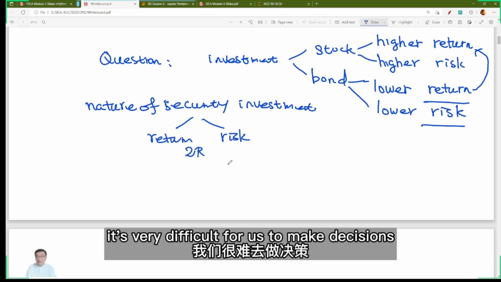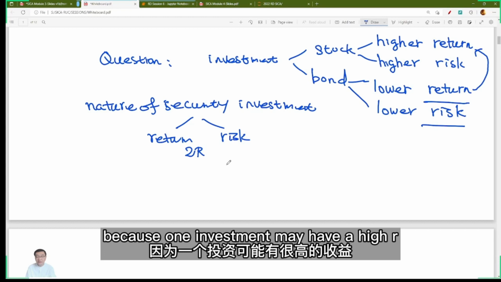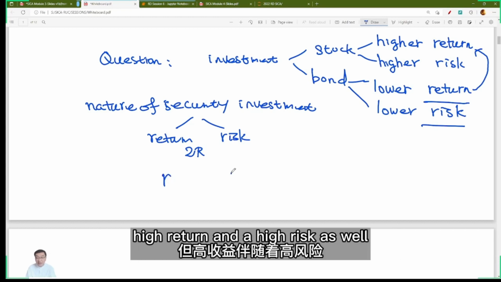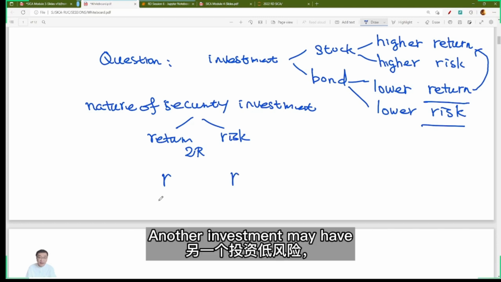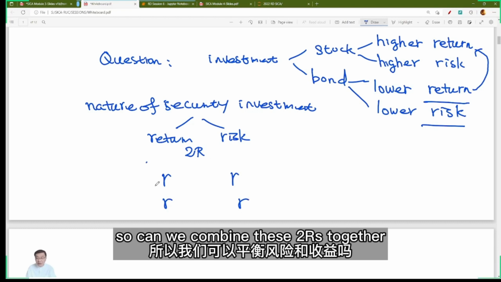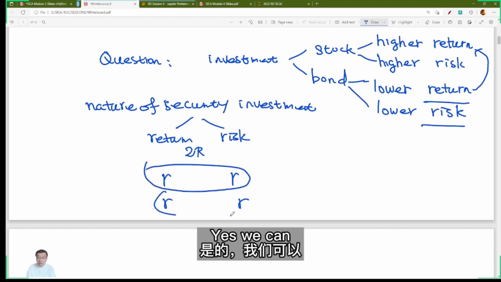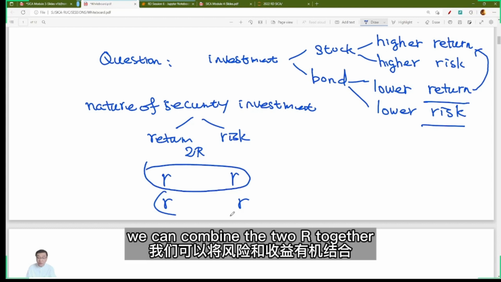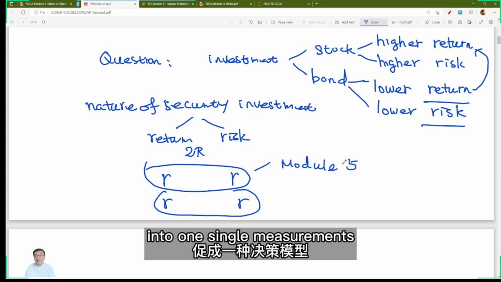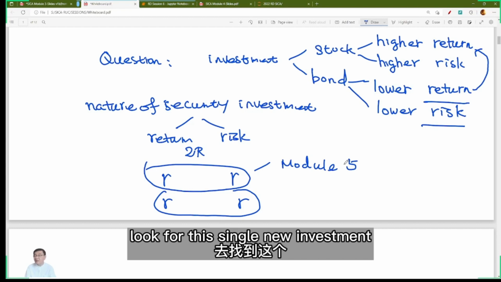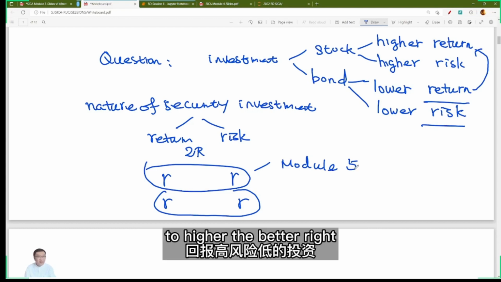sometimes it's very difficult for us to make decisions because one investment may have a high R, a high return, and a high risk as well. Another investment may have a lower return but lower risk as well. So can we combine these two R's together? Yes, we can. We will talk about this in Module 5. We can combine the two R's into one single measurement. Then our job is to look for this single new investment. The higher, the better, right?